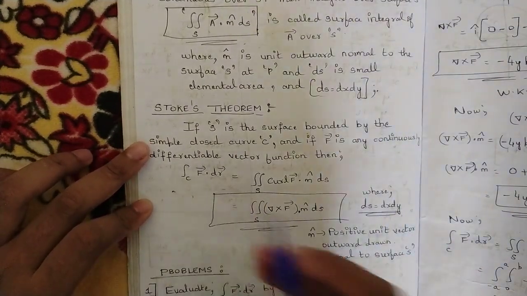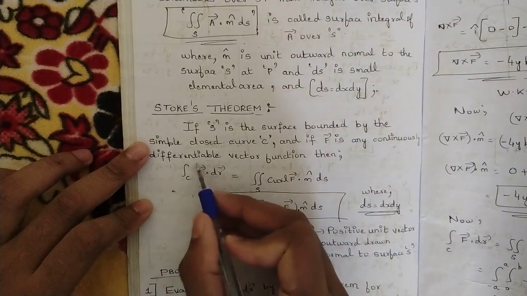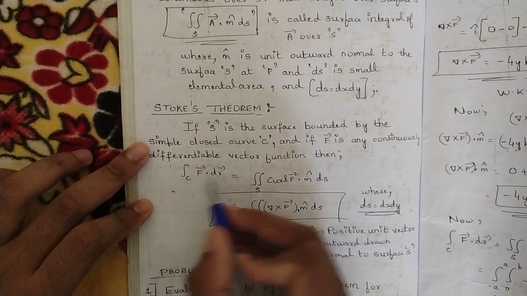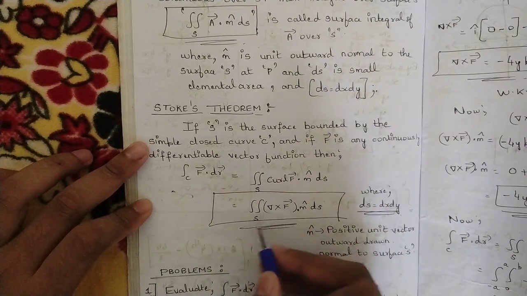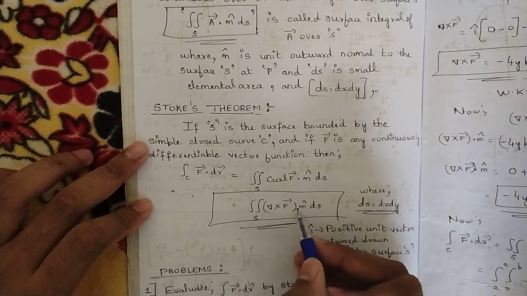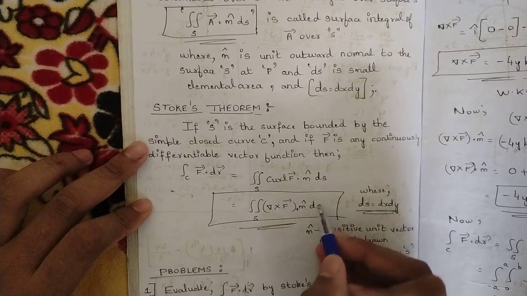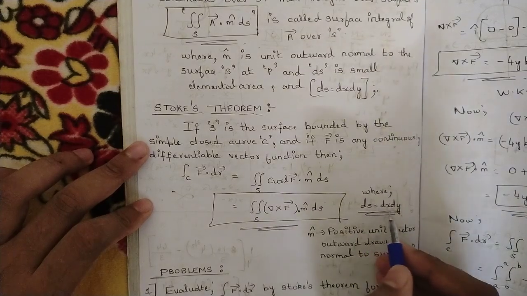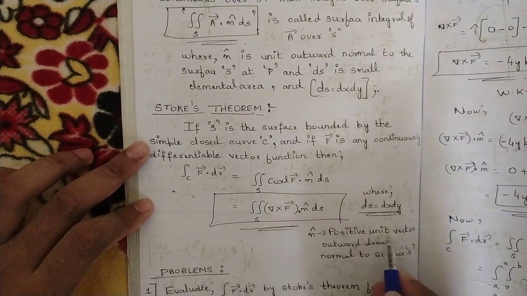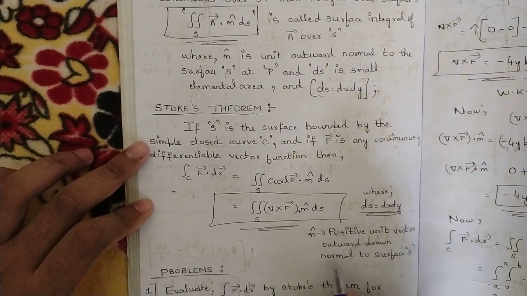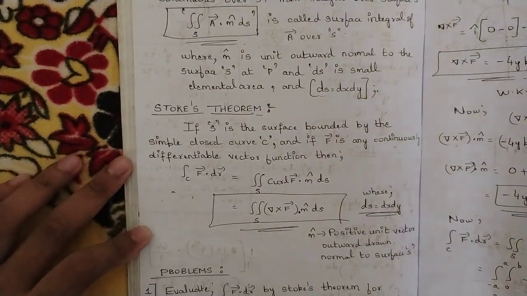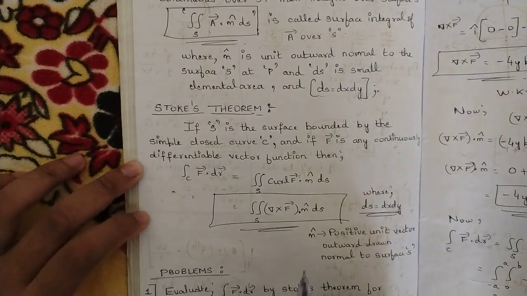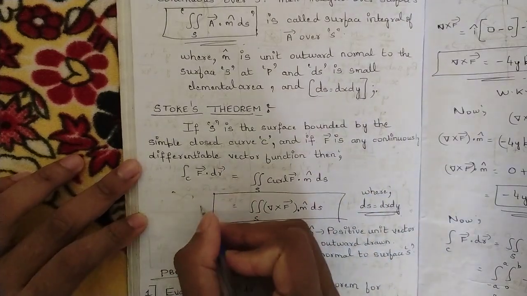That is, in order to calculate the integral of F dot dr, it is equal to the surface integral of del cross F dot n cap into dS, where dS is equal to dx into dy, and n cap is the positive unit vector, the outwardly drawn normal to the surface S. So this is the general formula of Stokes theorem.